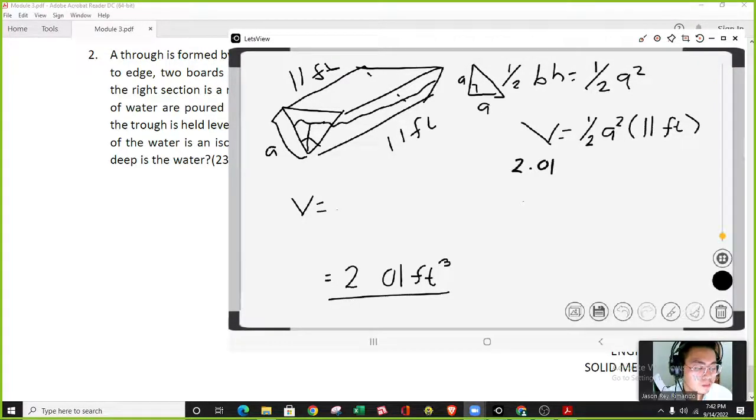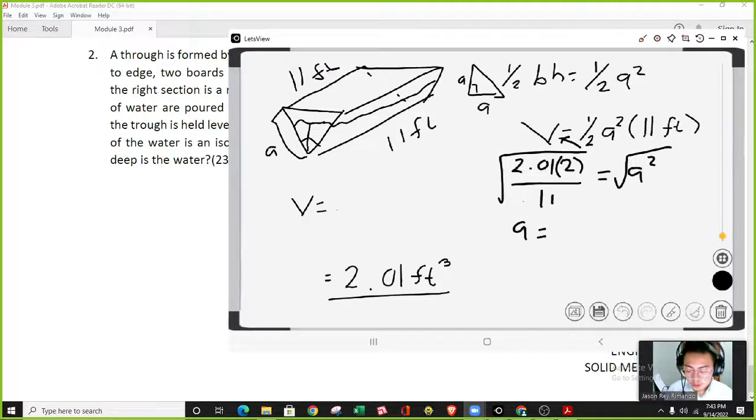2.01. Cross multiply natin yung 2. We have 2. Divide both sides by 11. A squared. So, square root. We have A is equals to, anyone? A is 0.37? Tama ba? 0.37? 0.60. 0.60 feet.